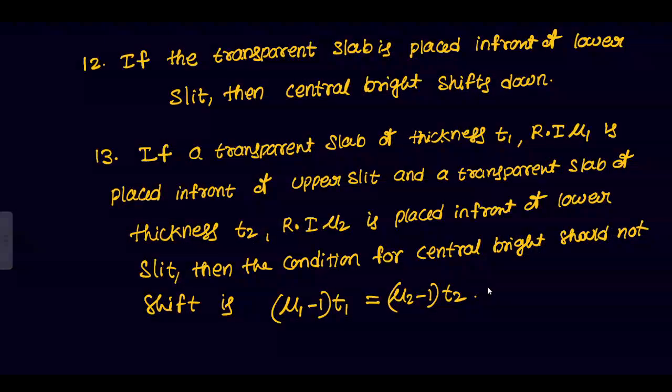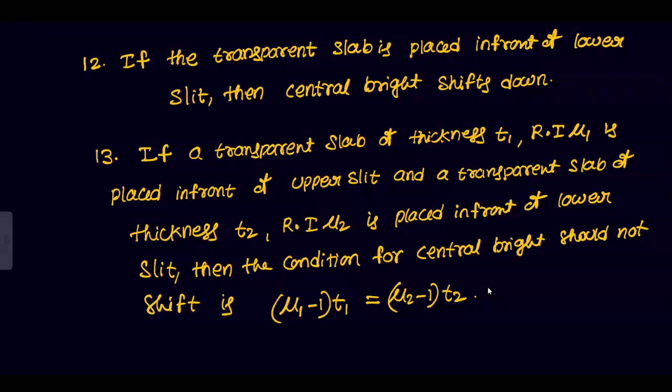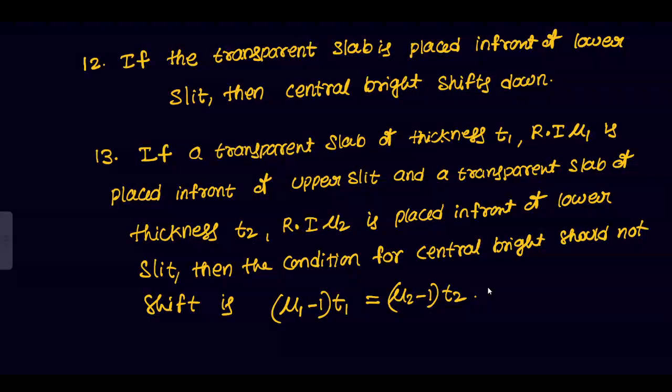If I place a slab in front of the upper slit, the fringes will move up; in front of the lower slit, they will move down. But if I place slabs in front of both the upper and lower slits, and the central bright should not move, then this condition has to be satisfied: mu1 minus 1 into T1 equal to mu2 minus 1 into T2.